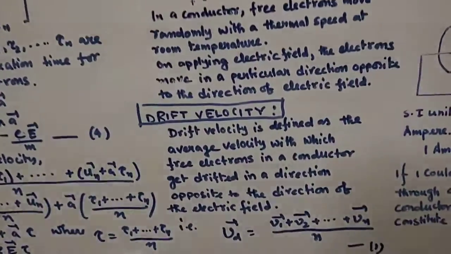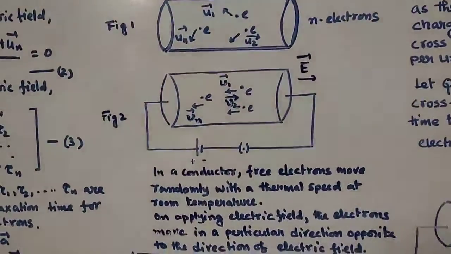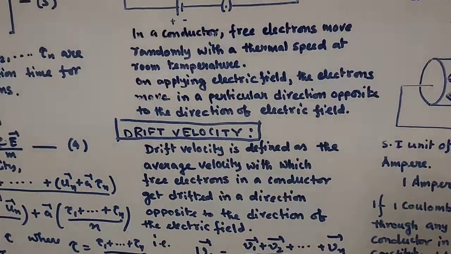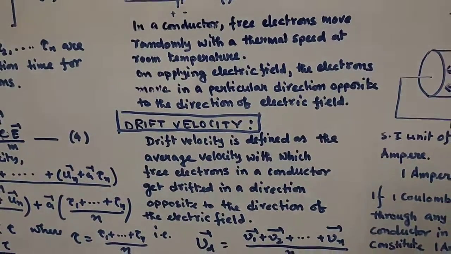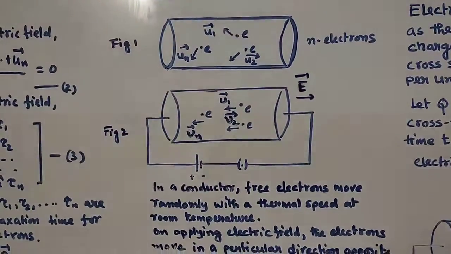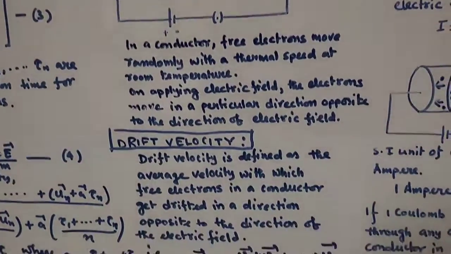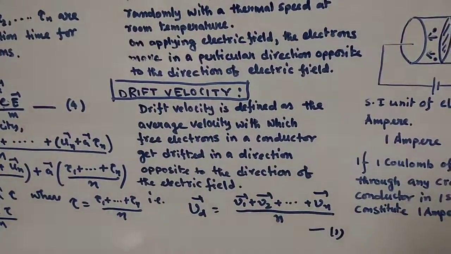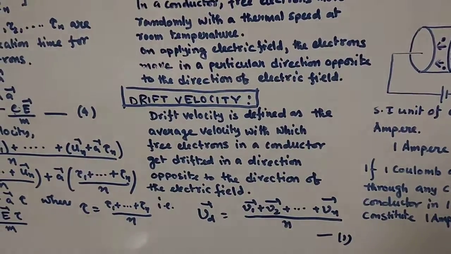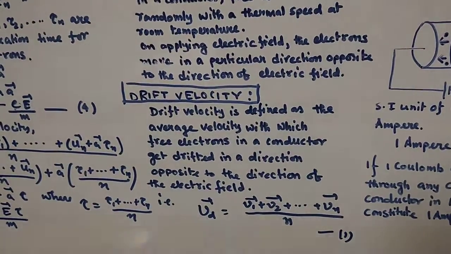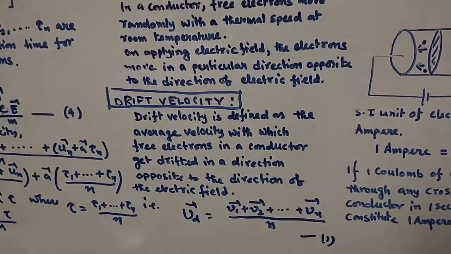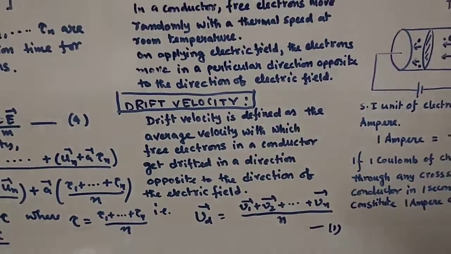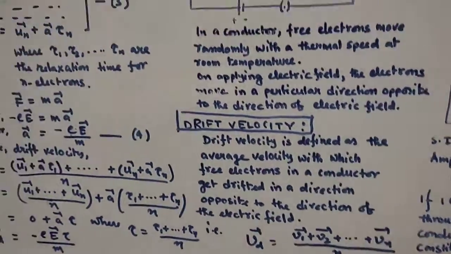So the next topic is drift velocity. It comes from figure 2. Drift velocity is defined as the average velocity with which free electrons in a conductor drift in a direction opposite to the direction of the electric field. In figure 2 we have specified v1, v2 and vn vectors. The average velocity is denoted here by v suffix d, where small d is the drift velocity. It is the average velocity of the electrons, (v1 vector plus v2 vector plus dot dot vn vector) by n. This is the average velocity due to the application of the electric field, which we define as the drift velocity. Our job is to derive the expression for the drift velocity.